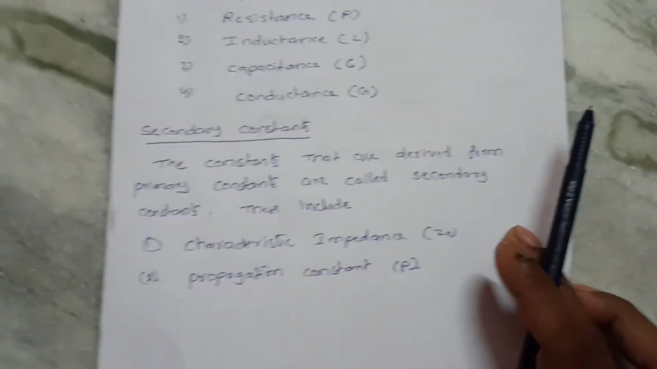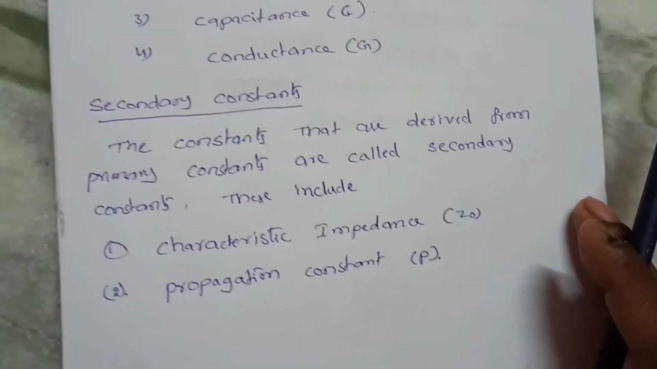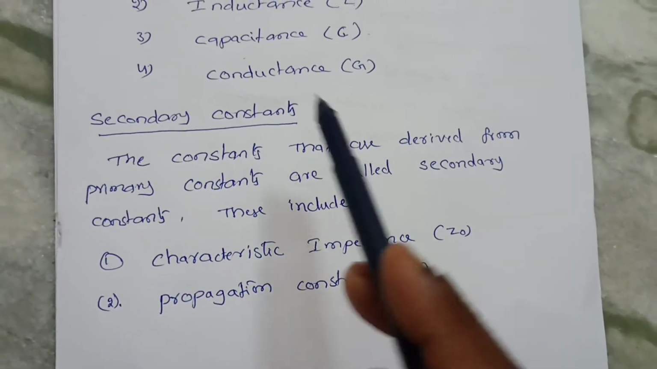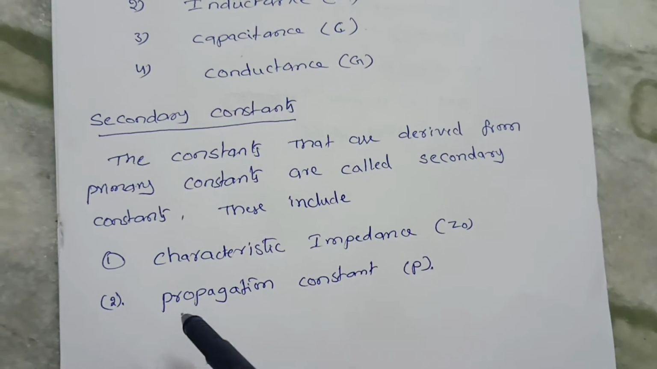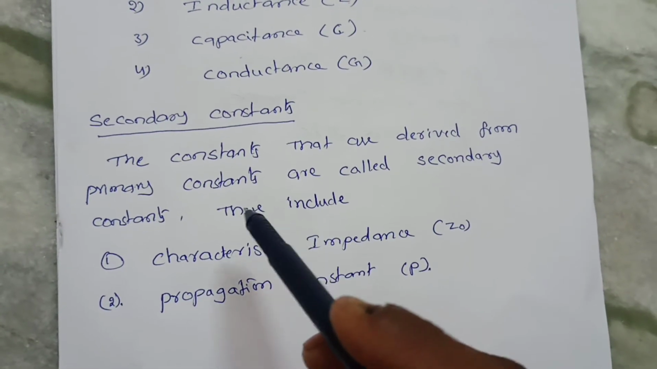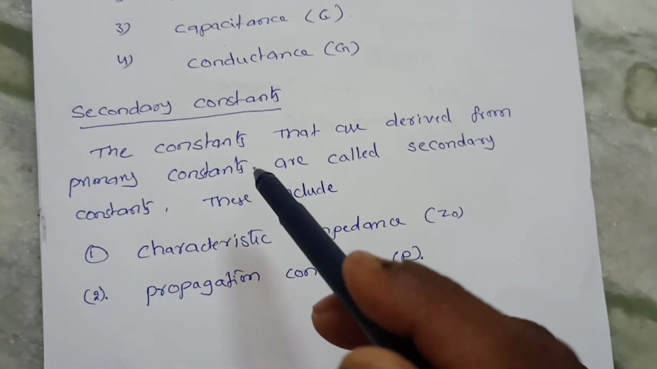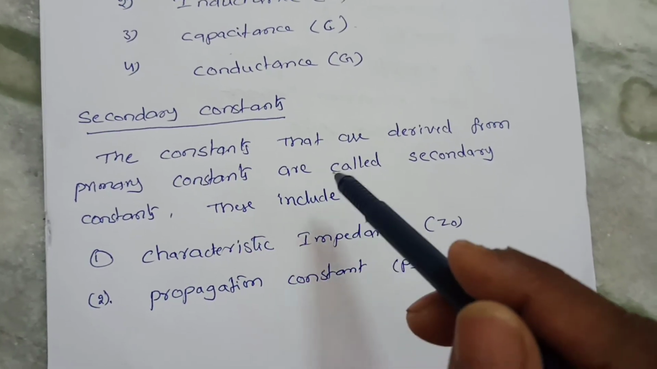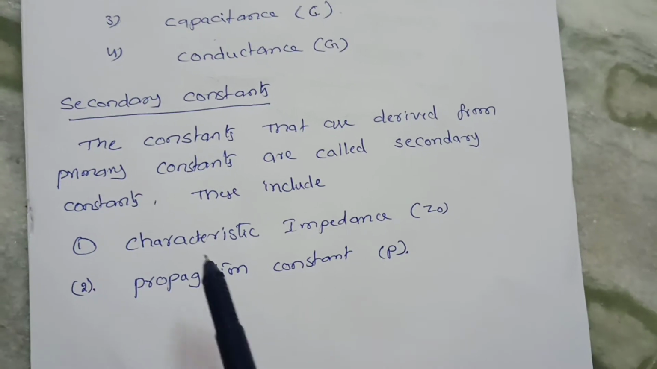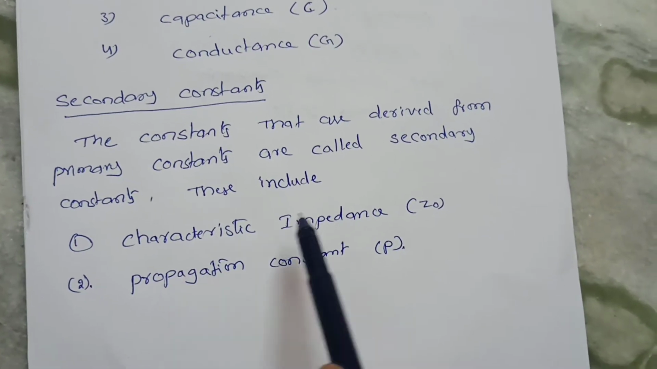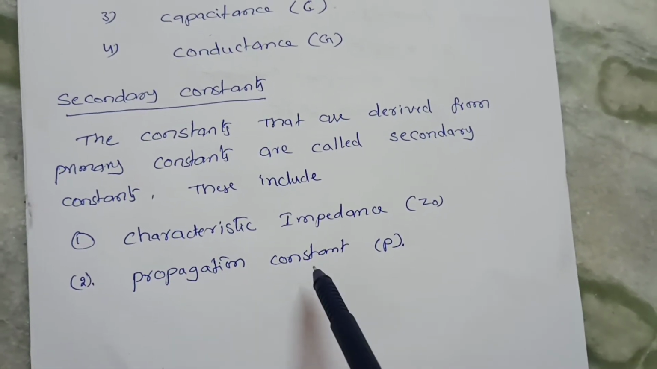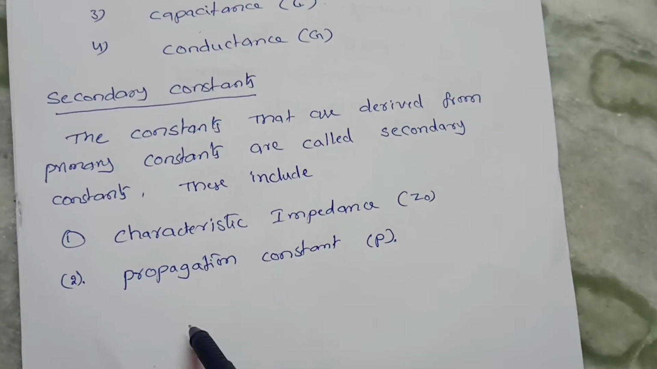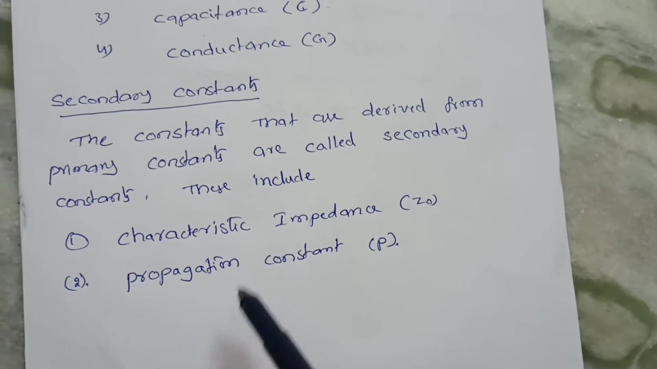Next, coming to secondary constants. These secondary constants are derived from the primary constants. They are not derived directly; they are derived only from the primary constants. These constants are characteristic impedance and propagation constant. Now we have to discuss what characteristic impedance is and what the propagation constant is.